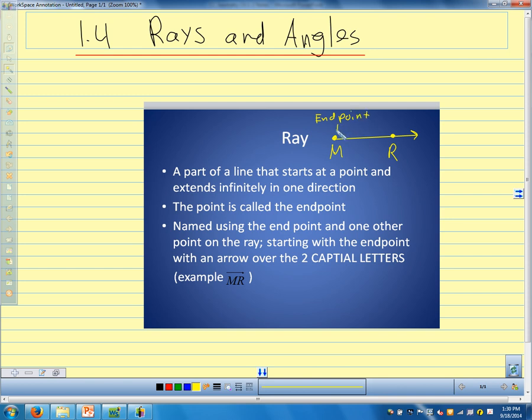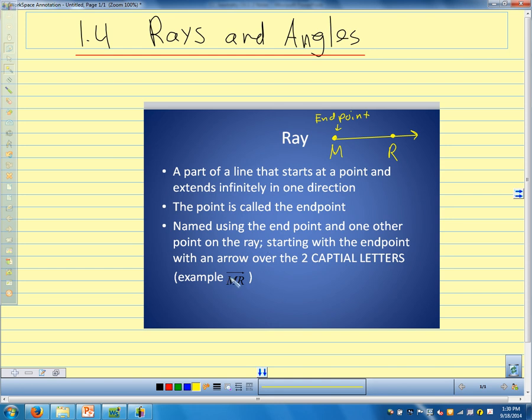It's kind of interesting that we call it the end point, even though we think of that as where the ray starts. But that's just how they did it. So this would be our picture of our ray. A fact or characteristic: it starts at the point called the end point. We name it using the end point and one other point on the ray. So this point R is on the ray.